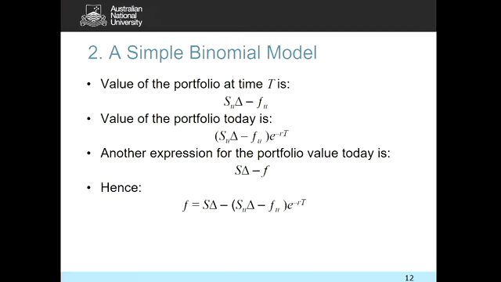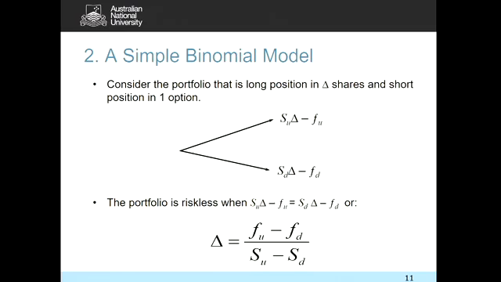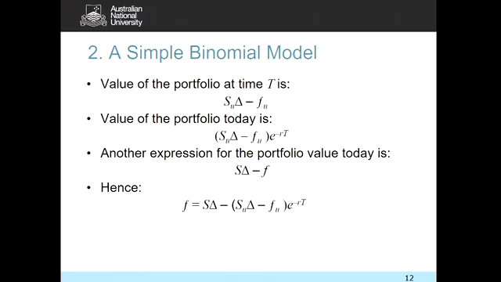The value of the portfolio at time t, if we take the top one, is just SU delta minus FU. The value of the portfolio today is SU delta minus FU times e to the power of negative RT. What is that? That's just what we did before: $22 multiplied by delta, the number of shares you have to own, minus the $1 payoff. Then you find its present value by multiplying it by e to the power of negative RT.